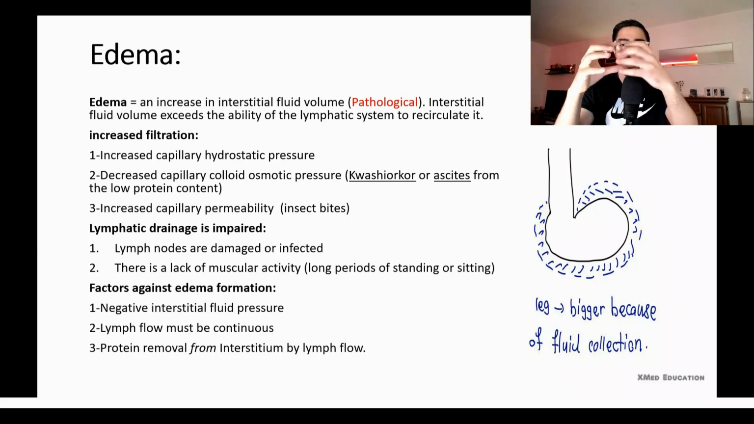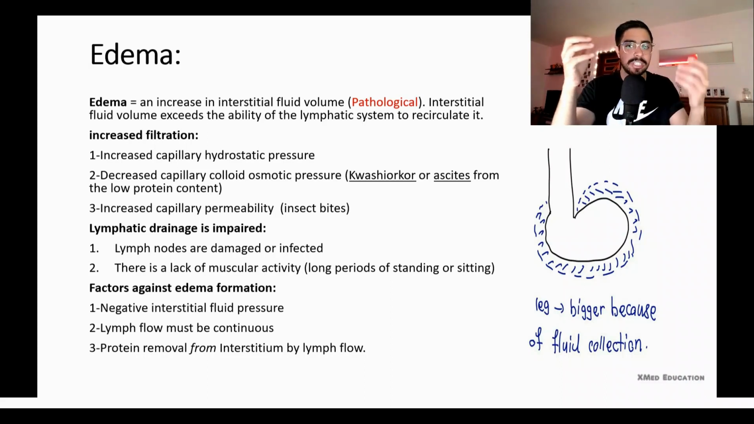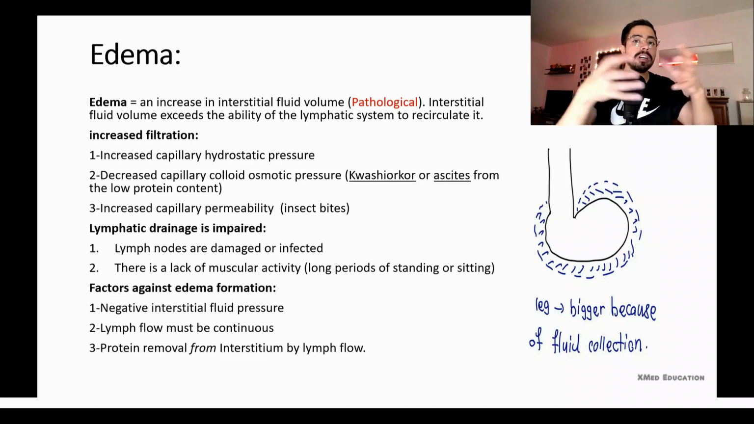So if the plasma protein level decreases, for example in malnutrition, in kwashiorkor disease, you see children who are very thin, however they have a big abdomen because they have edema. They look fat, but they are not fat, it's just the edema.